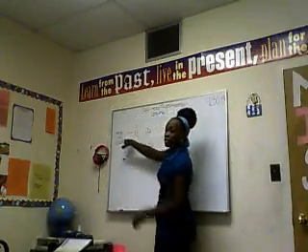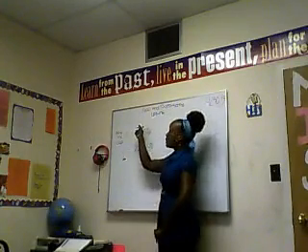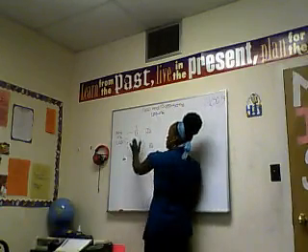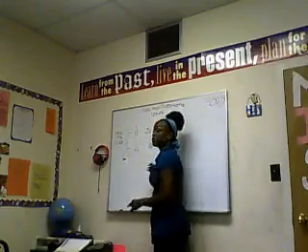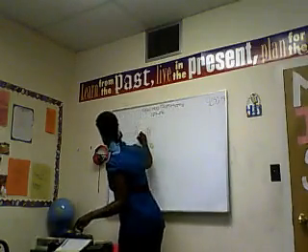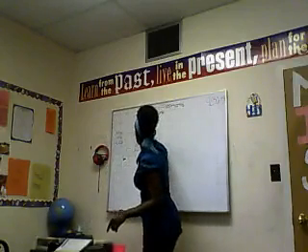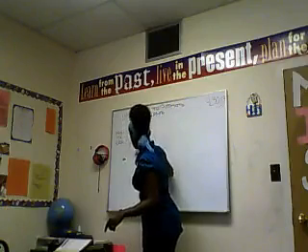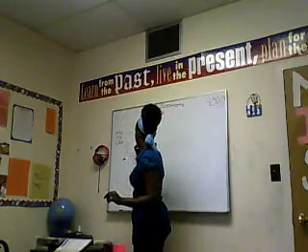Let's do this one first. How do we find the missing number? 4 goes into 12 three times. 3 times 3 is 9. So we write 9 here. Then 12 goes into 12 one time. 1 times 1 is 1.